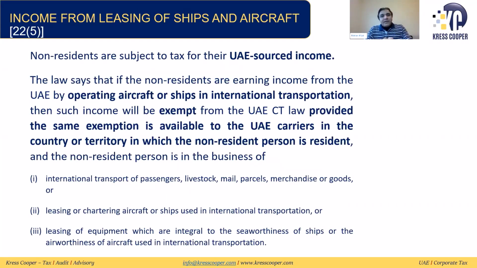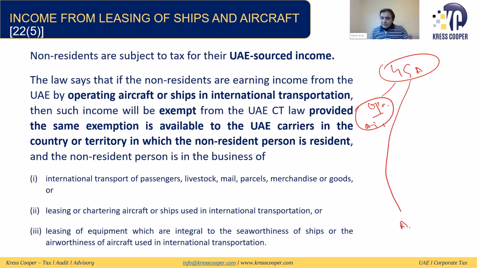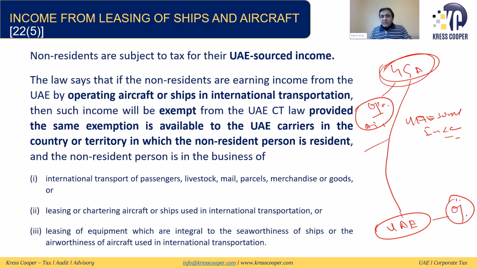Income from leasing of ships and aircraft. Think like this. This is a USA company. This USA company is operating ships and aircraft. This US company is coming to the UAE in the international waters. Once this company is coming to the UAE international waters, then the UAE, principally, whatever we have discussed, this company is earning income from the UAE. It will be considered UAE sourced income, though principally withholding tax should be applicable in the UAE. And we all know that 0% withholding tax applies for the time being. But what is basically the exemption on this?